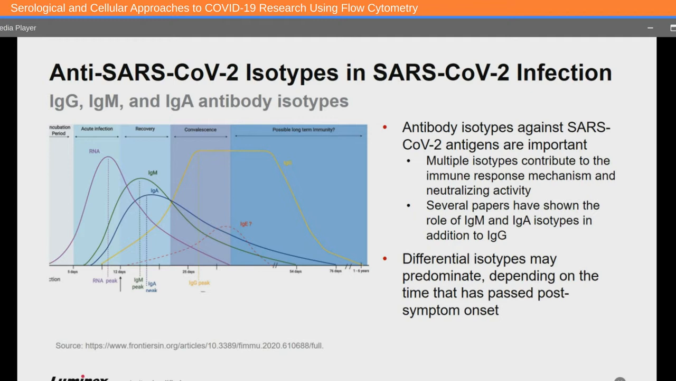It's also interesting to note that while there are many assays available today for IgG detection against SARS-CoV-2 antigens, fewer assays are available for IgM and IgA isotypes, and often studies are pooling data sets from different platforms or different assays to get the information together, which is not ideal.